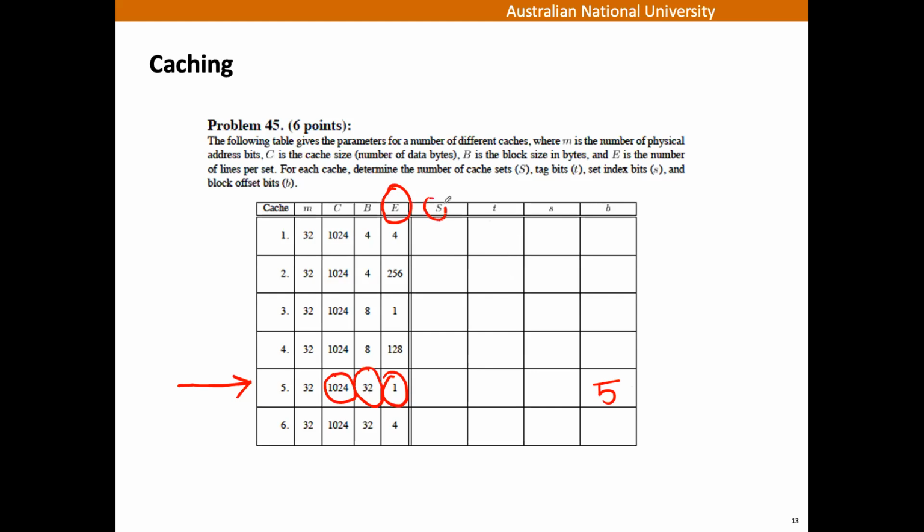How many sets do I have? So cache size divided by what? Block size or line size. So what is that? Can someone tell me? So 32 sets. How many bits do I need to index 32 sets? 5. 5 plus 5, 10. What remains? 22. Easy.